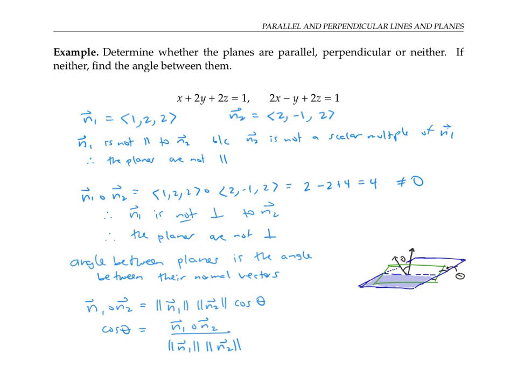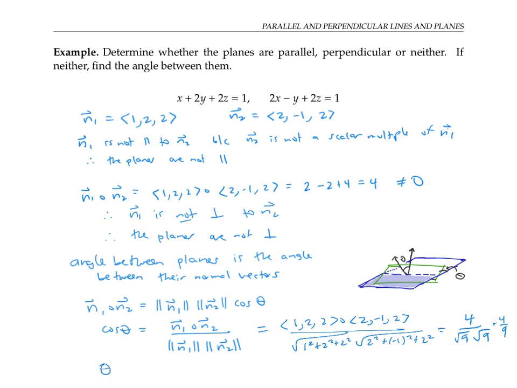Continuing with the computation, we're getting the dot product (1, 2, 2) dot (2, negative 1, 2) divided by the square root of 1 squared plus 2 squared plus 2 squared times the square root of 2 squared plus negative 1 squared plus 2 squared. That ends up as 4 over the square root of 9 times the square root of 9, or 4/9. Now I can figure out theta from the inverse cosine of 4/9, which turns out to be about 63.64 degrees.